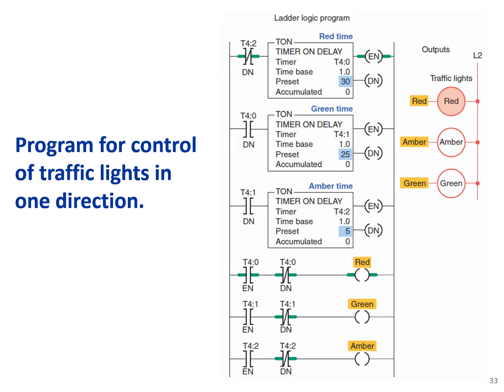Programming for control of traffic lights in one direction. Here we have red, amber, and green lights, and we want to turn these red, amber, and green lights on and off with a specific sequence. And there are 30, 25, and 5 seconds time delay between each of these sequence.